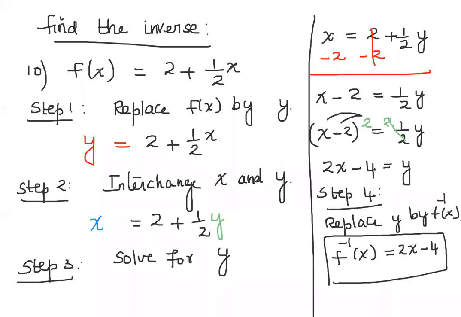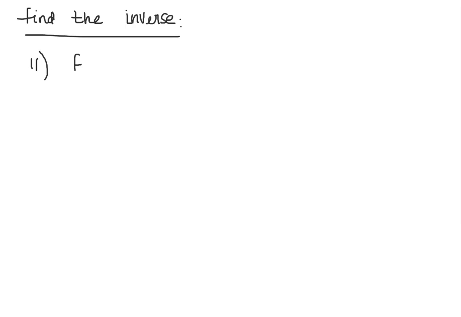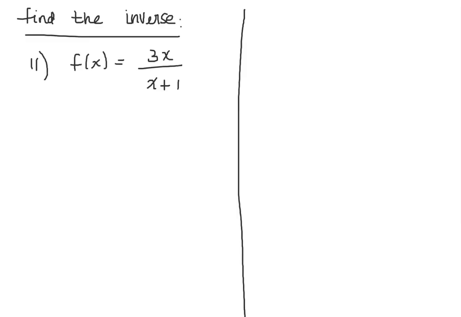So I'm going to show you another example for finding the inverse. We are given f of x equals 3x over x plus 1. So we're going to go by 4 steps. Step 1, replace f of x by y. I'm not going to write it down, I'm just going to switch.